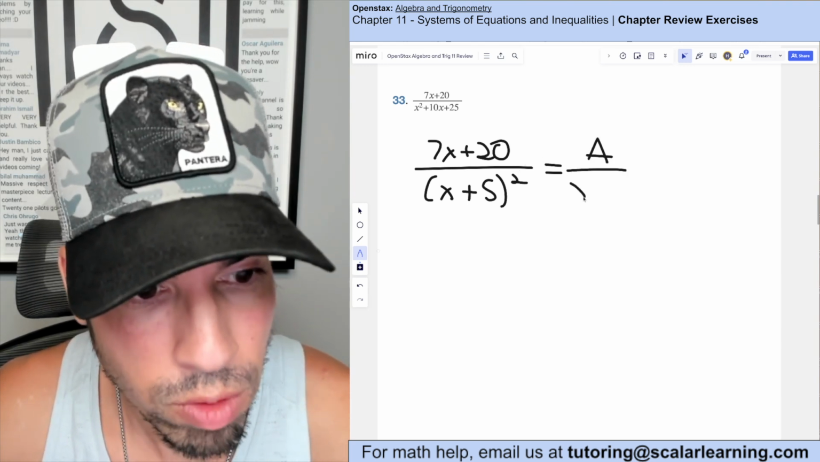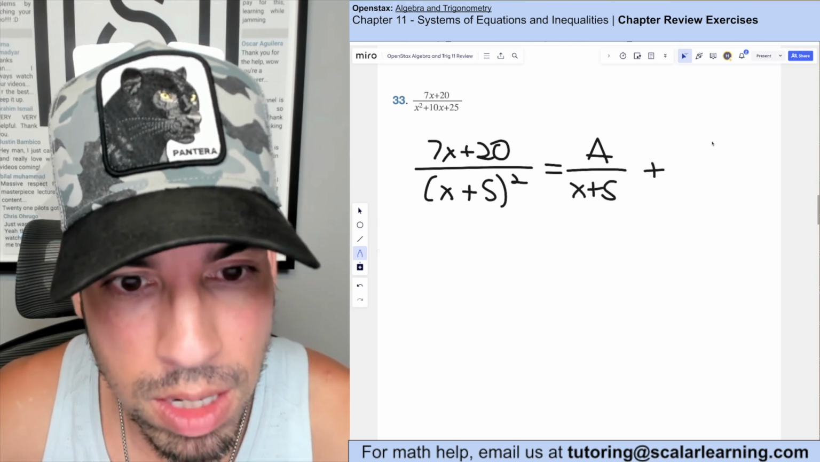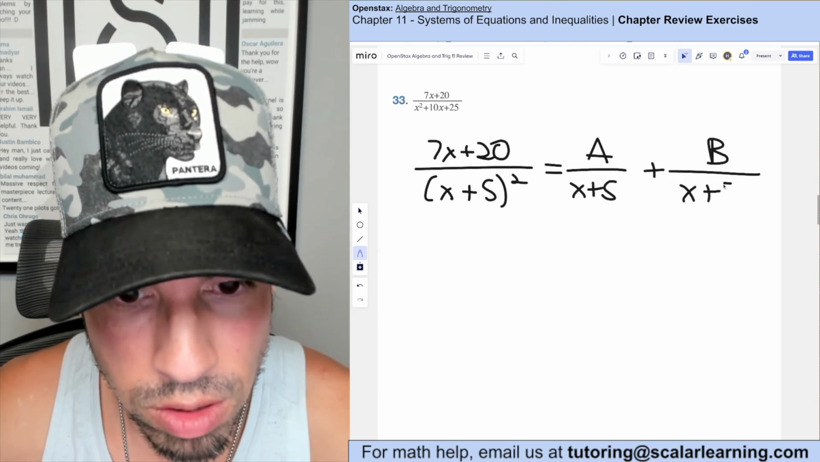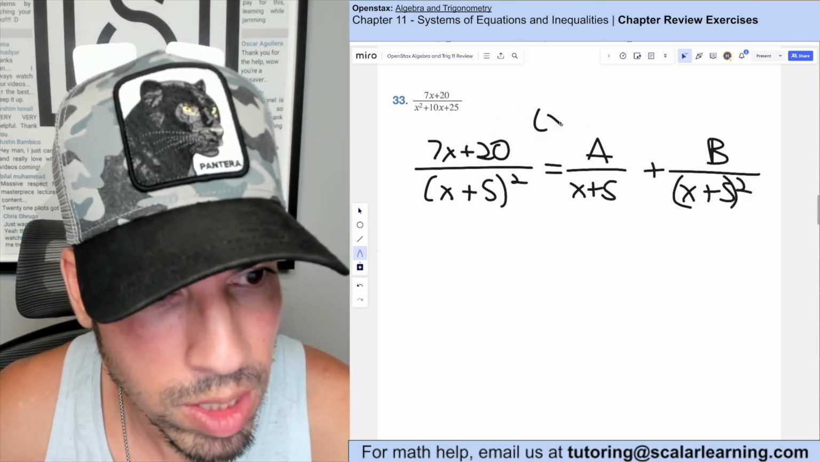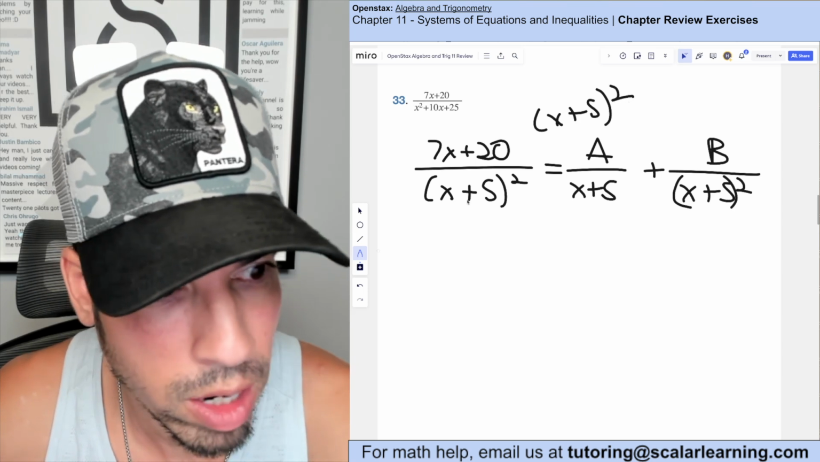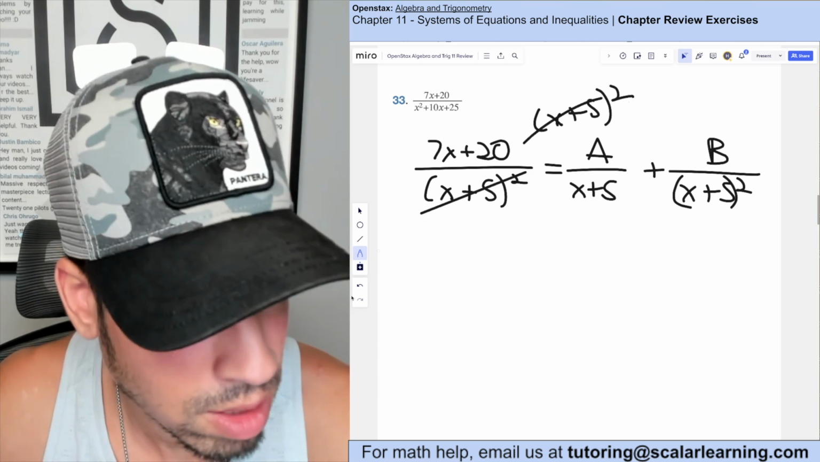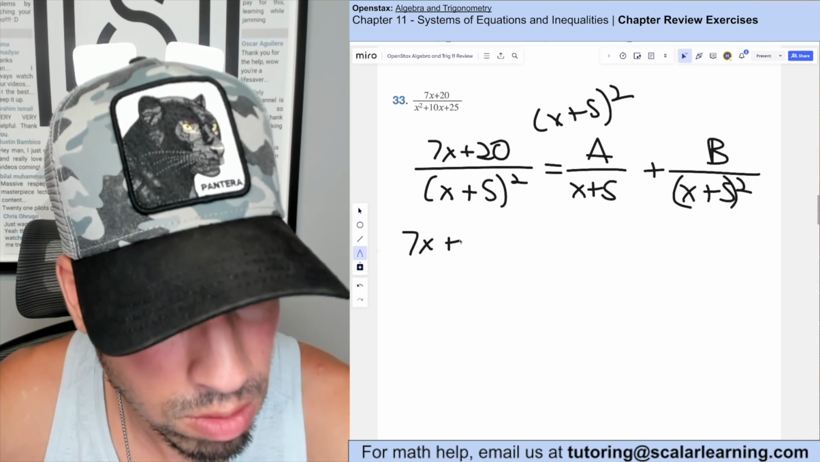So it's going to be a over x plus 5, and then the b is going to be over x plus 5 squared. Okay, great. Now we're going to multiply both sides by that denominator of x plus 5 squared. Obviously, on the left side, these are going to cancel out, and we're just left with 7x plus 20.